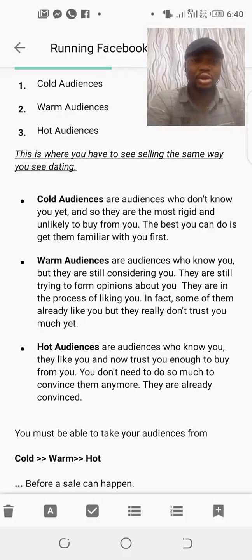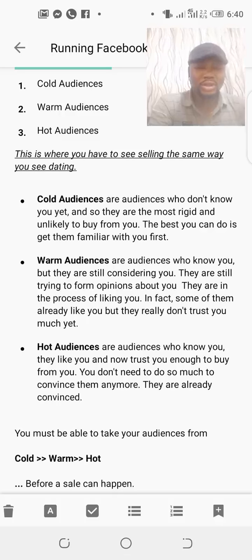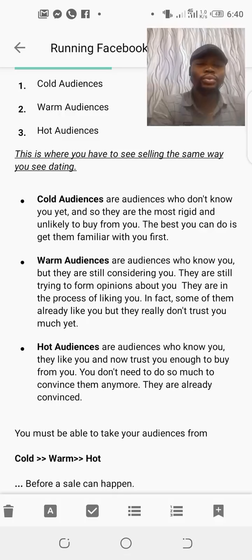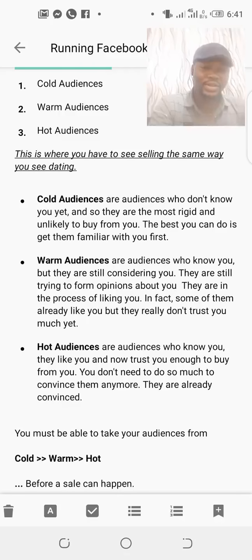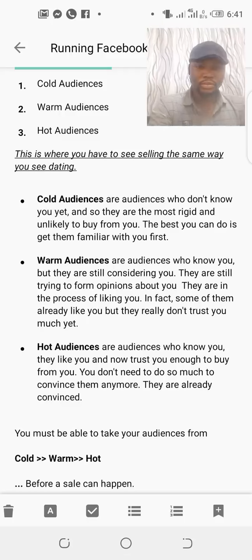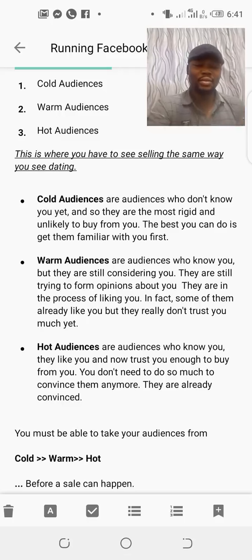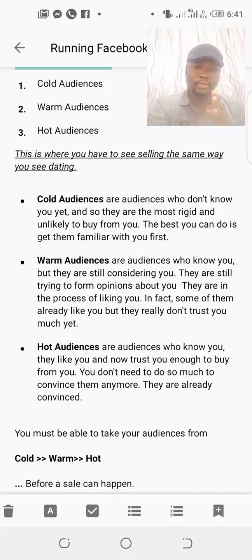if they can buy from you. And then hot audiences are audiences who know you, they like you, and now trust you enough to buy from you. So you don't need to do so much convincing. You don't need to convince them so much before they buy. They're already convinced. You must be able to take your audiences from cold to warm and to hot in order to be able to get them to buy from you.